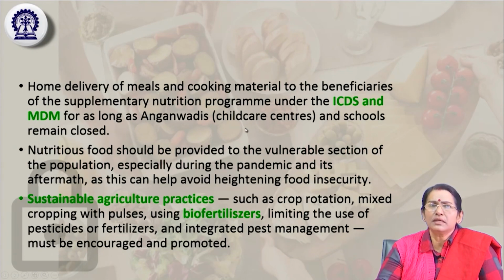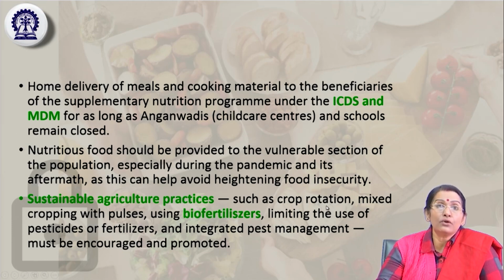Thereafter come ICDS schemes and MDM schemes, which are also working. So sustainable agriculture practices such as crop rotation, mixed cropping and pulses, biofertilizers, limiting use of pesticides and fertilizers, integrated pest management, all these things must be encouraged, promoted and educated. So proper training and outreach programs should be organized from time to time to update and educate our farmers and stakeholders who are directly or indirectly related to farming, agriculture and food storage, for the proper management of food products, so that minimum wastage will take place, and so we can go for a sustainable and secured food system, a sustainable food security system.